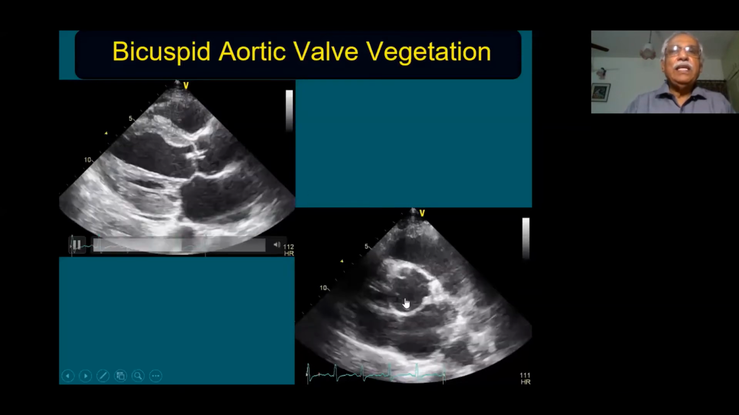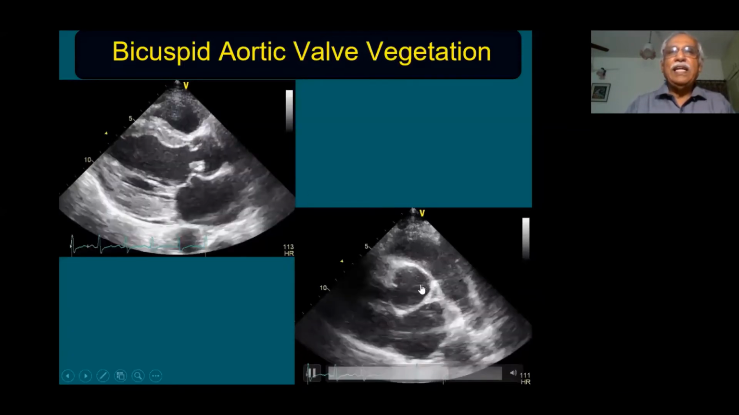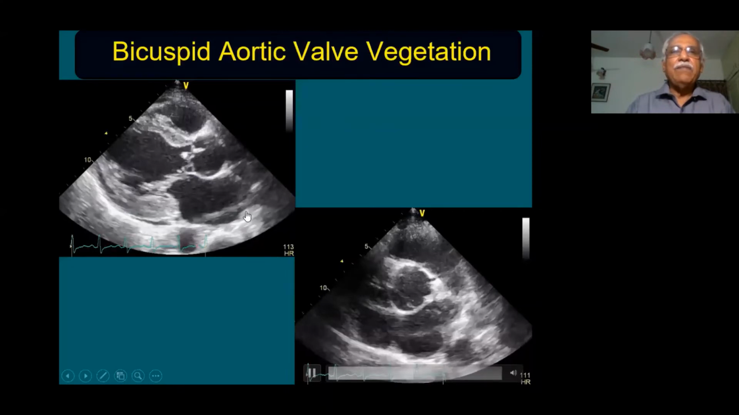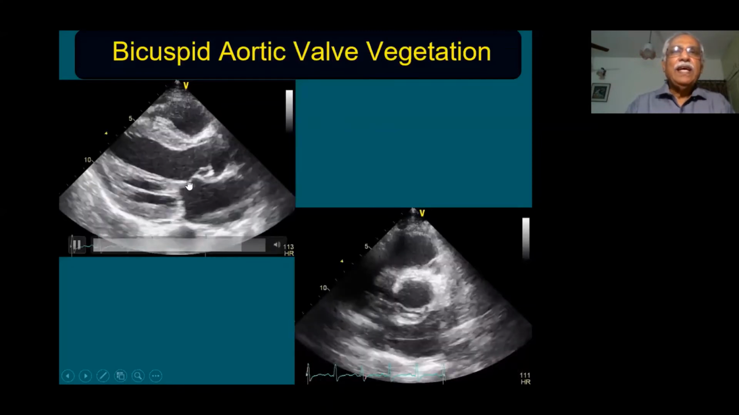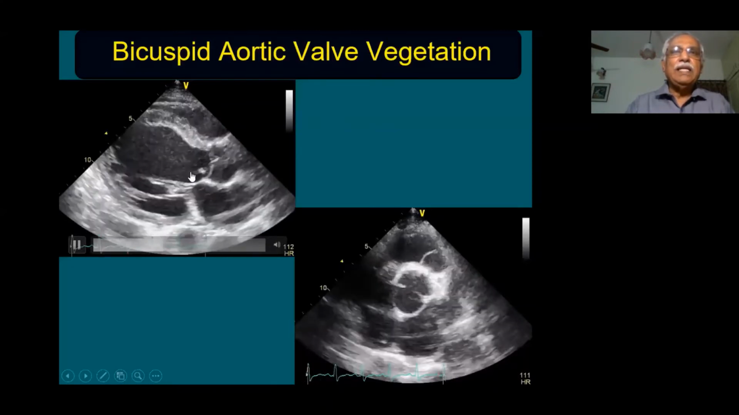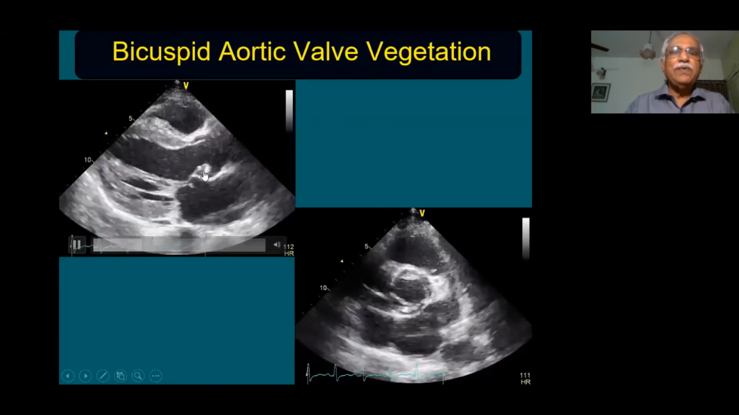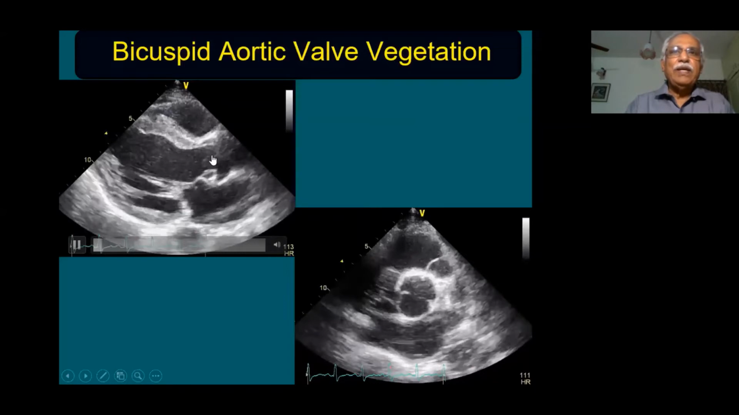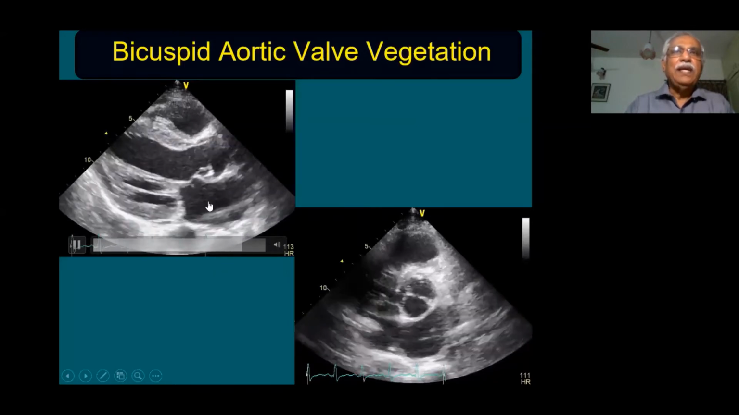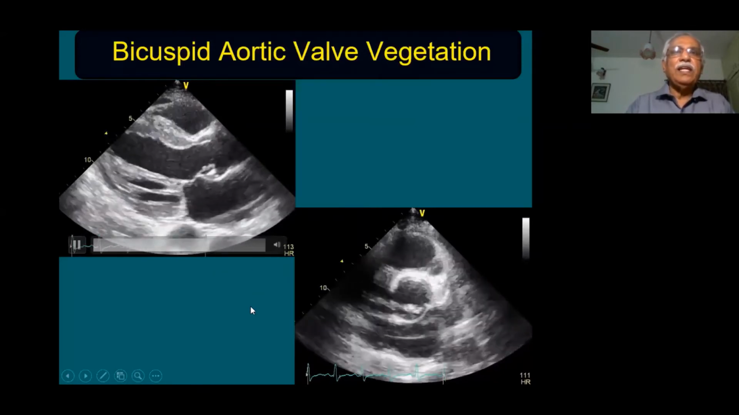This is a patient with a bicuspid aortic valve. You can clearly identify the bicuspid aortic valve. There are masses over the aortic valve, about 2 to 3 millimeters in size. There are multiple masses, mainly over the posterior cusp of the aortic valve. There are some masses over the anterior cusp also, and it is protruding into the left ventricular outflow tract.